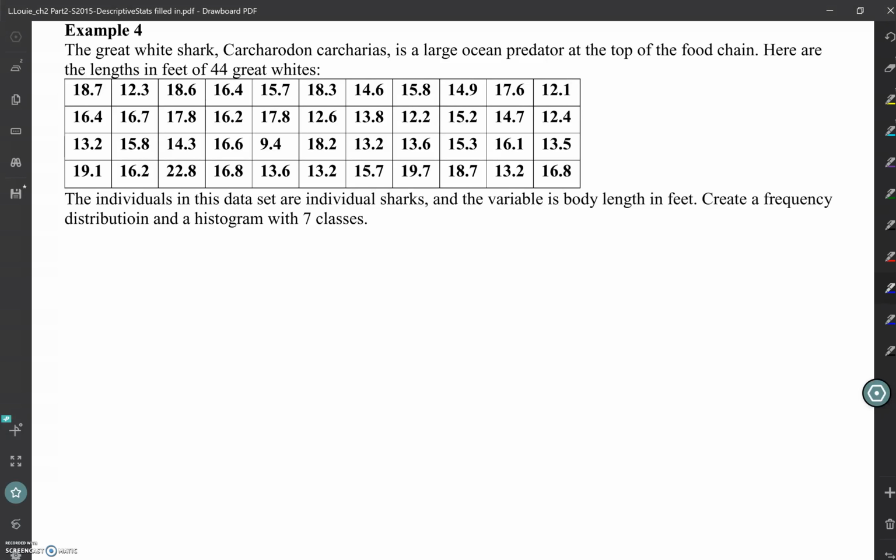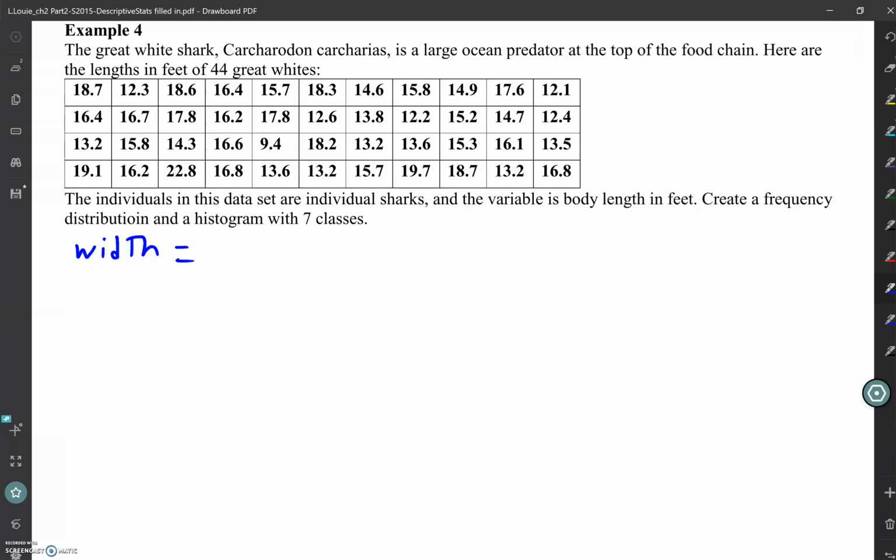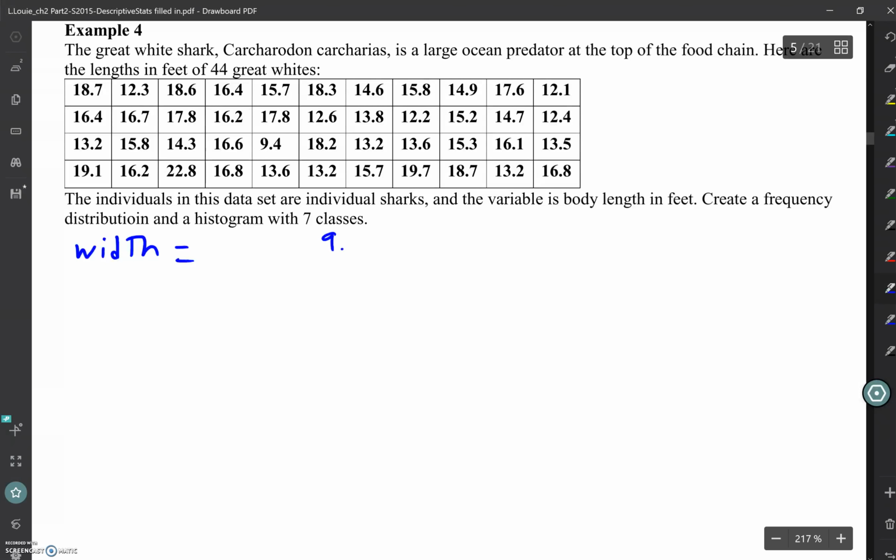And because we have decimals, we're also going to need to build our boundaries to get rid of any uncertainty of where a data point should go. So let's figure out what our width is, which means we need our minimum and our maximum. So what's our minimum data value? 9.4. What's the maximum? 22.8. And we want to divide by 7 because that's how many classes we want. So what would our class width be here?